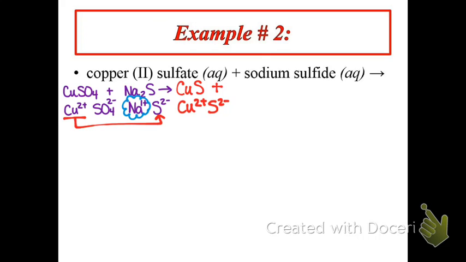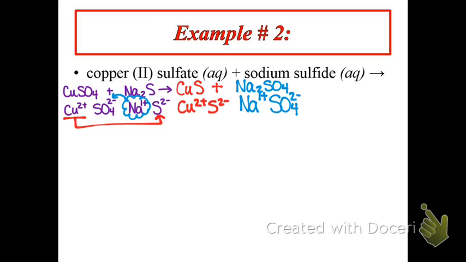Sodium now, the positive charge needs to hook up with a different negative. Its only option is the sulfate. So sodium that has a 1 plus charge is going to hook up with the sulfate that has a 2 minus charge. That's going to make a product of Na2SO4, and so there are your two products.